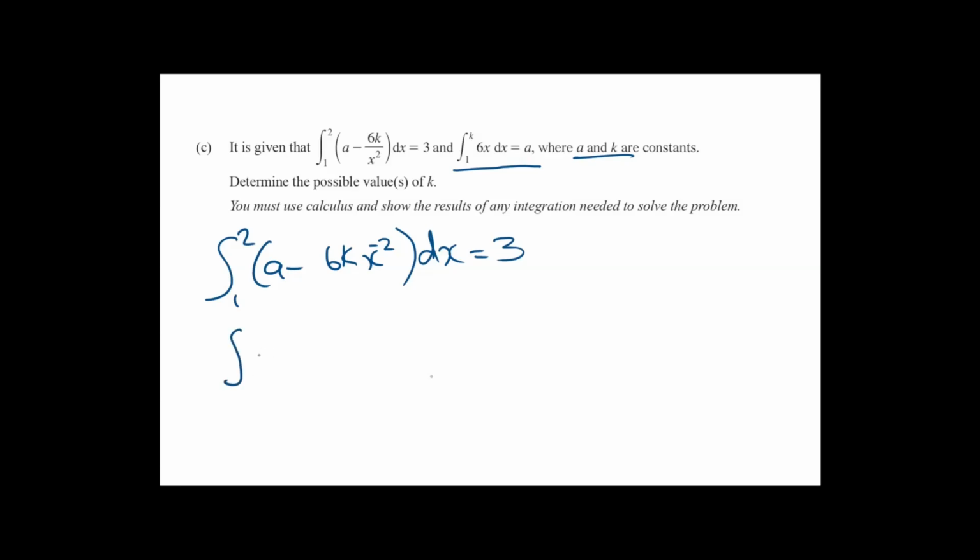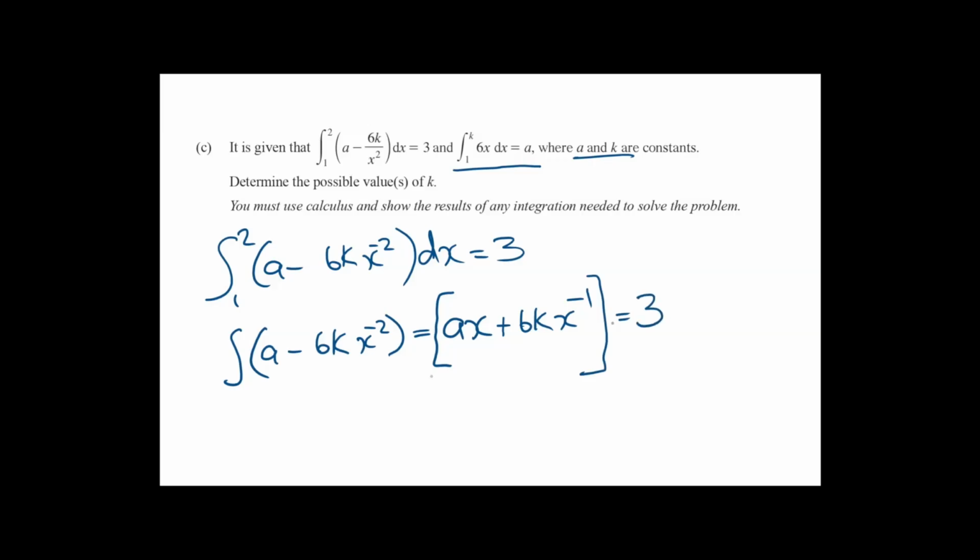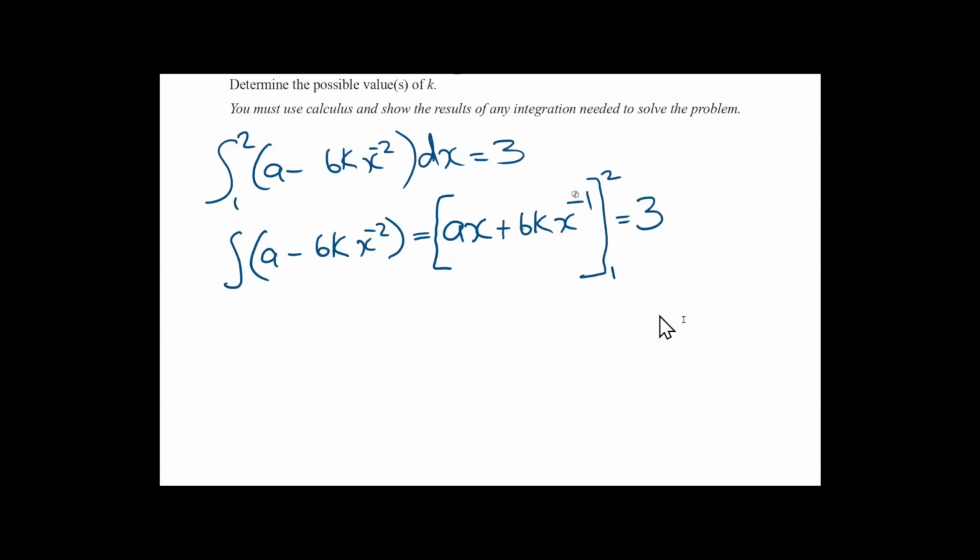So kx to the power of minus 2 is going to be, and 6k will stay where it is. Add 1 and we'll have to divide that by negative 1, which will make this a positive. And once we've done that, we can set that equal to 3. Can we solve it? Oh, we can put the 2 and 1 in there. Right, let's do that.